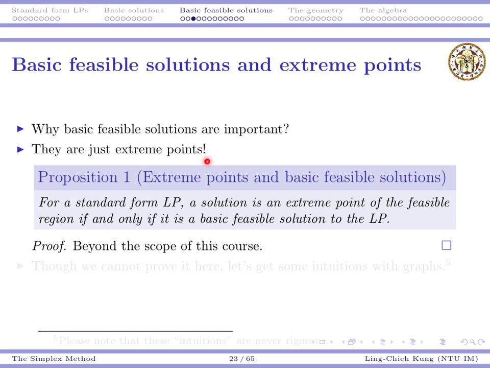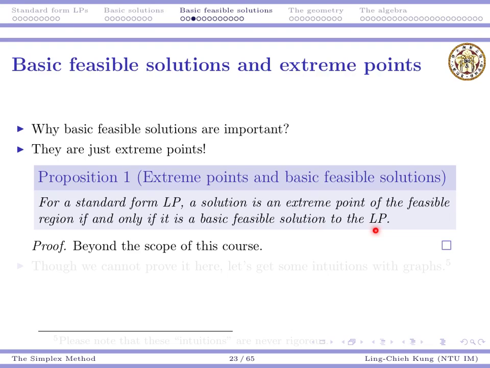So why are basic feasible solutions important? Because they are exactly extreme points. So for a standard form linear program, a solution is an extreme point of the feasible region if and only if it is a basic feasible solution to that linear program. So if it is an extreme point, then it is a basic feasible solution. Or if it is a basic feasible solution, it is an extreme point.